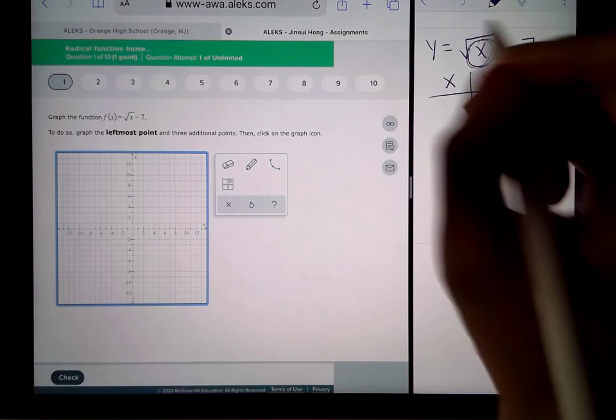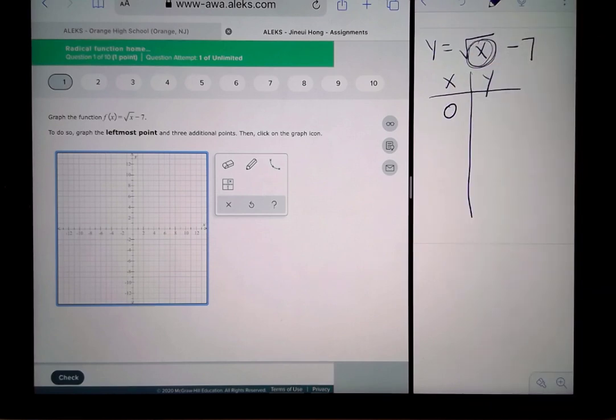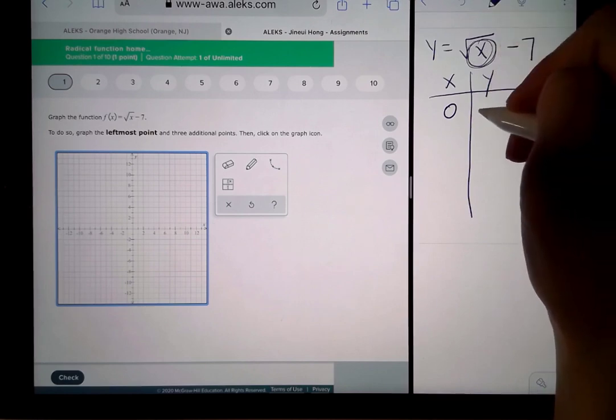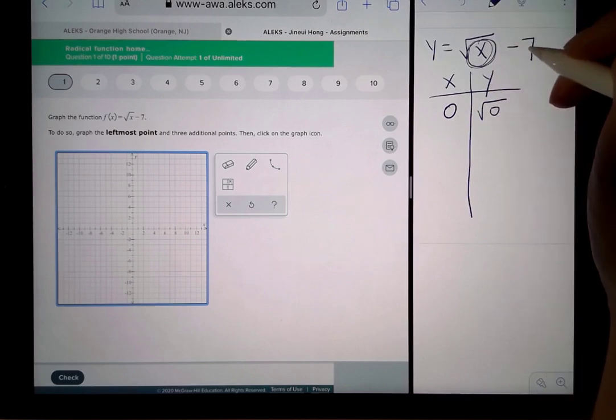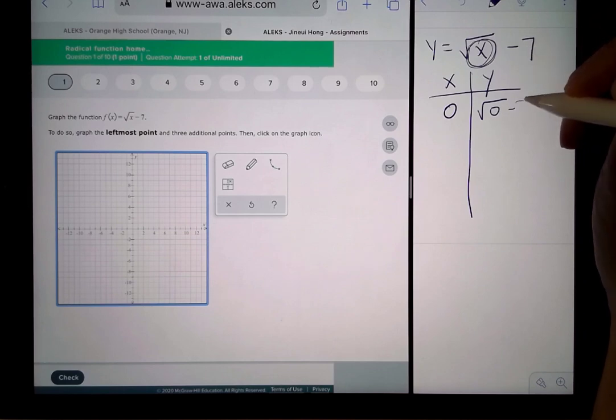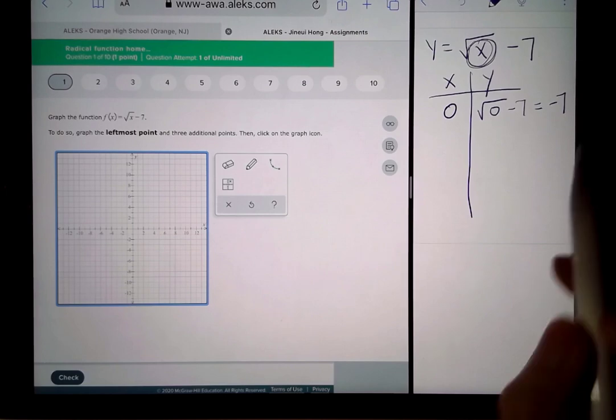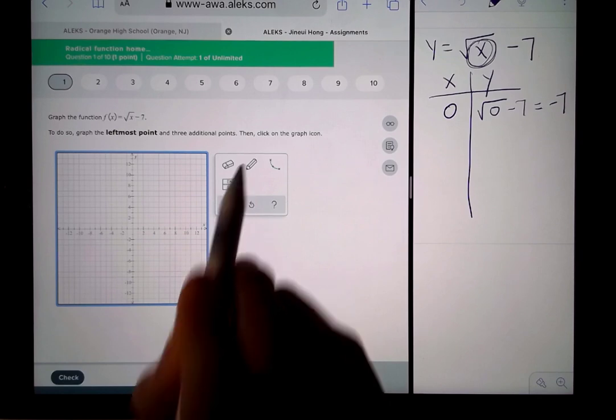So 0. Okay? And then, guys, if you put 0 into x, then you still have that minus 7, right? So square root of 0 minus 7, then you get what? 0, negative 7. So 0, negative 7, that's my first point, my initial point.